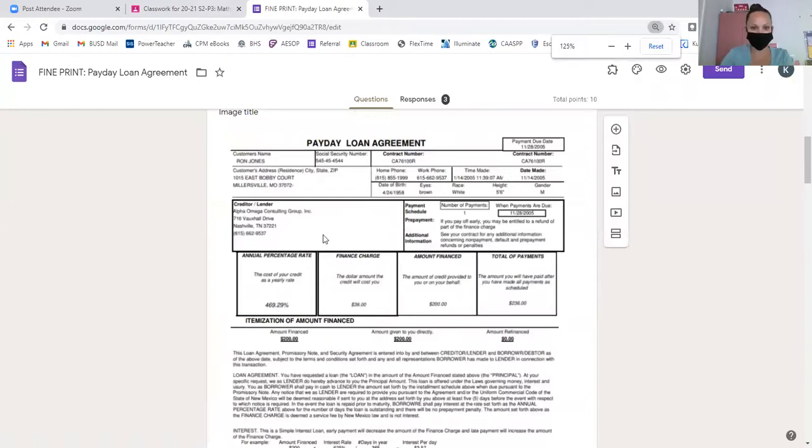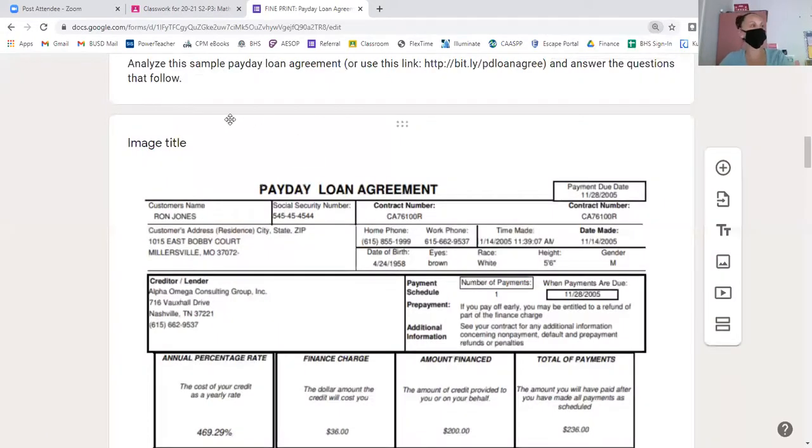So if you zoom in a little bit, remember a payday loan is like a cash advance. You go in there and say, hey, I'm getting paid on this day, I need this much money. So here, Ron Jones, this is his social security number, contract number, payment due date up here, top right corner, 11/28/2005. They have his address. They have what he looks like. He made this transaction on November 14th, 2005. So notice these are 2 weeks apart, the day he made it and the day it's due.